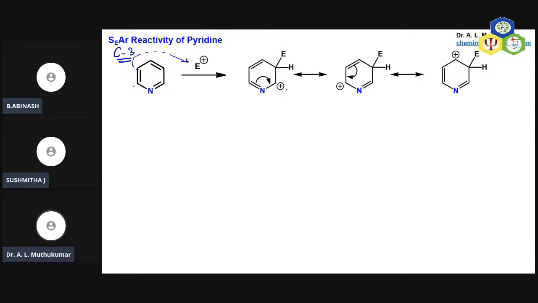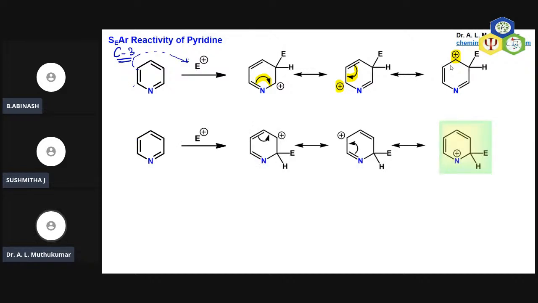Now this cation has to be stabilized by resonance. This pi electron shifts over here, and as a result a positive charge is generated at this position. Then this electron shifts here, and the positive charge is generated at this position. These are the resonance forms. In all the resonance forms, there is no positive charge on the nitrogen atom. Nitrogen is the third most electronegative atom in the periodic table. A negative charge on nitrogen would be stable, but a positive charge on nitrogen destabilizes the molecule.